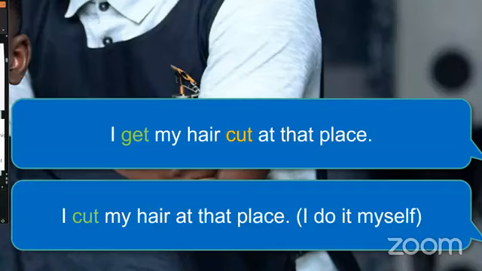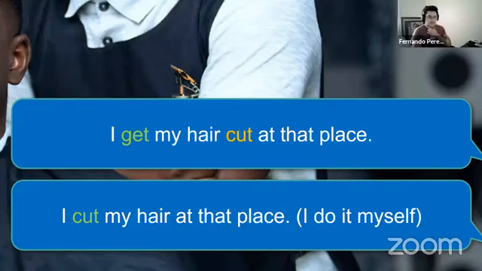In the second one, no, because I'm observing the subject, I, or the pronoun, and the verb together. So in the second one, I understand that in that place he got cuts, by himself or herself. When you don't know the gender of the person, you use them. This person cut their hair themselves.